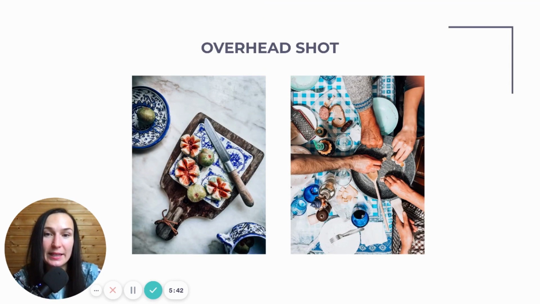So for example, here, if I would have shot these figs from 45 degrees, then yeah, I would not see this kind of figs texture that well. Obviously I would see it a little bit, but here I feel like the overhead shot complements the food. And again, this is phone photography.